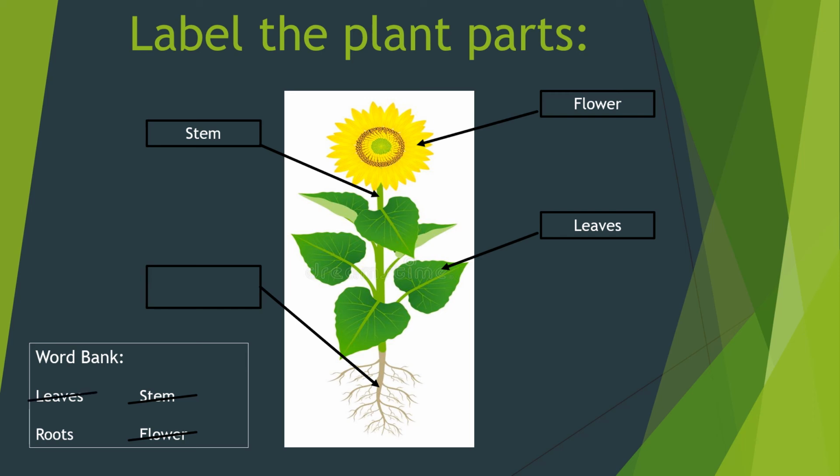And last, we're left with just one word left in our bank, and that's roots. That's an important part of our plant. So there's our roots, and we're crossing that off. Nice work, first graders.